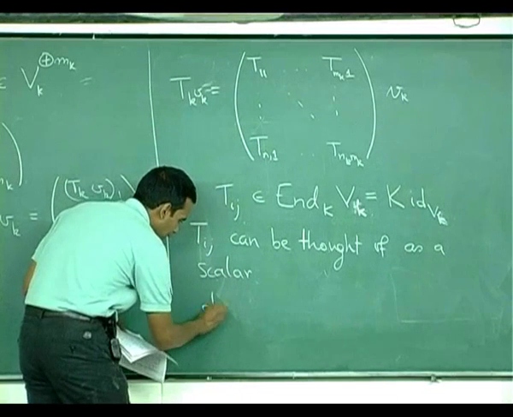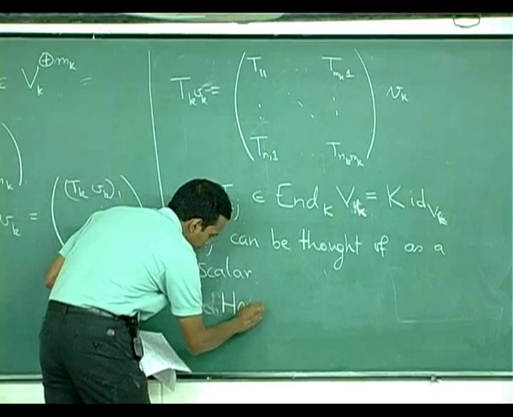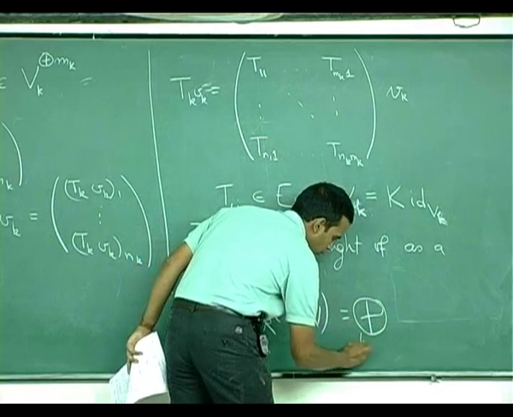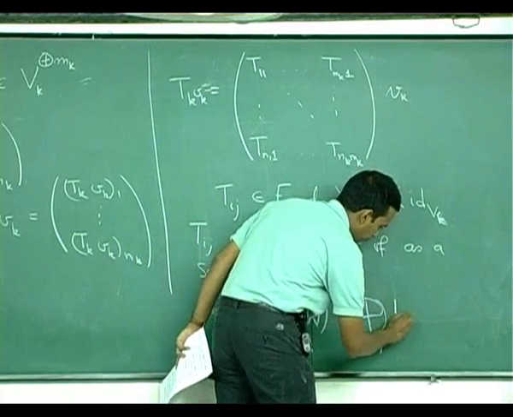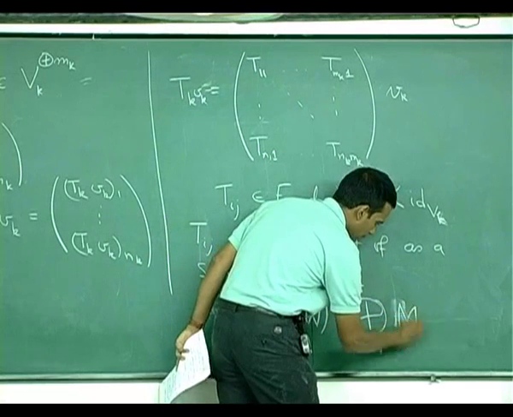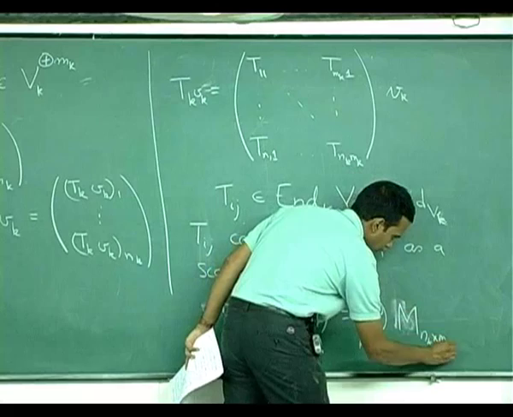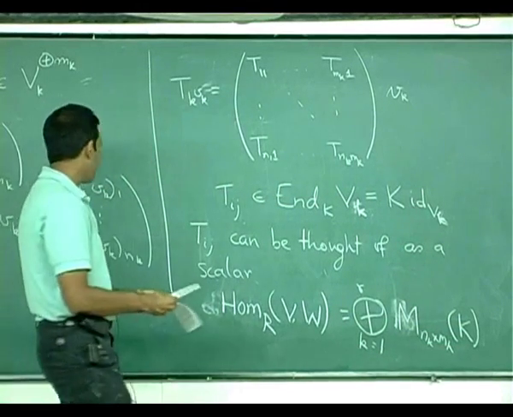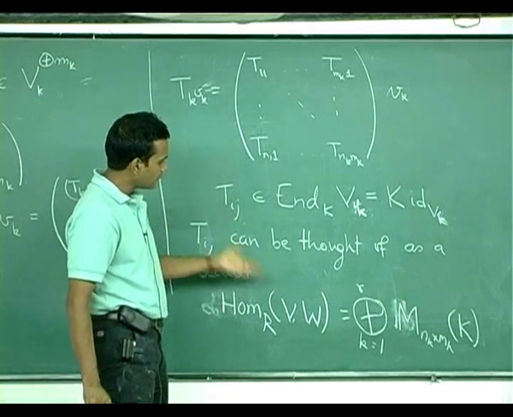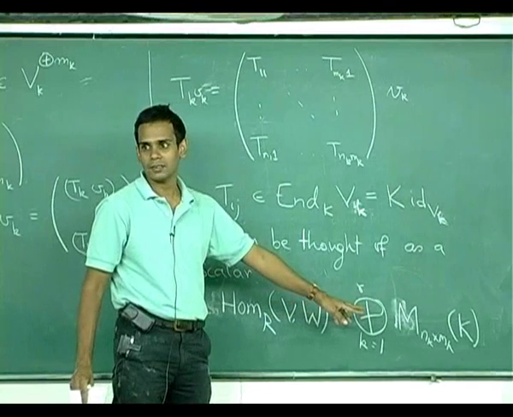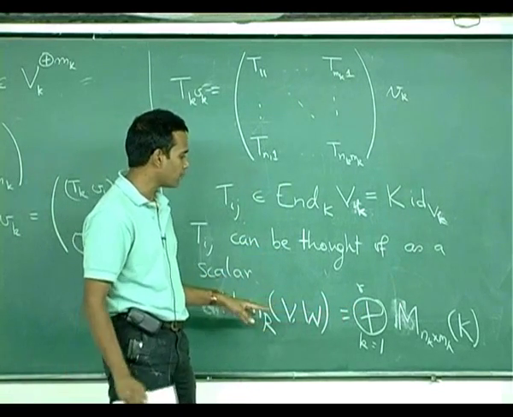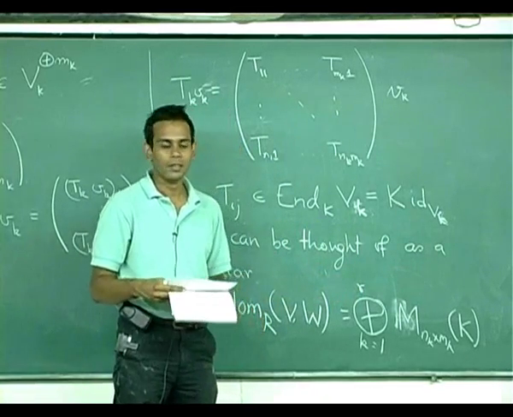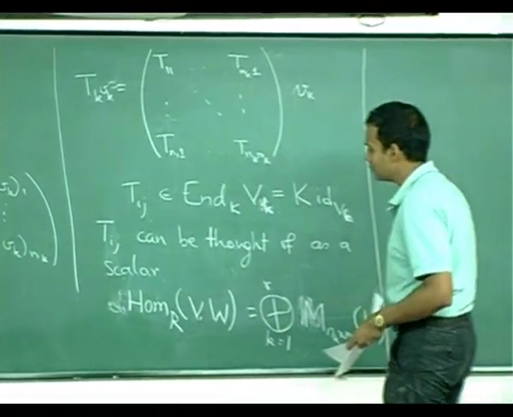We get that Hom_R(V, W) is a direct sum, k goes from 1 to R, of Hom, well, Nk by Mk matrices. So when you represent modules which are sums of simples, you can always think of the homomorphisms between them as matrices. And you should check that if you compose two such homomorphisms, it will correspond to blockwise, that is for each k, you will be multiplying the corresponding matrices.